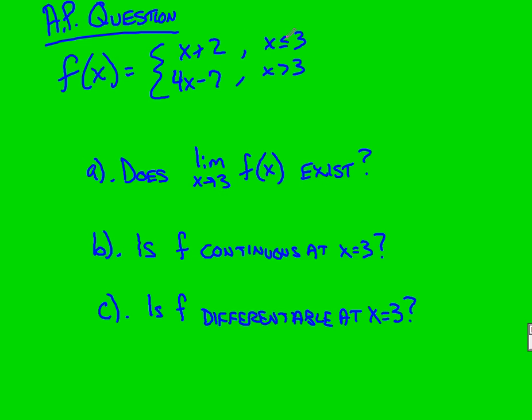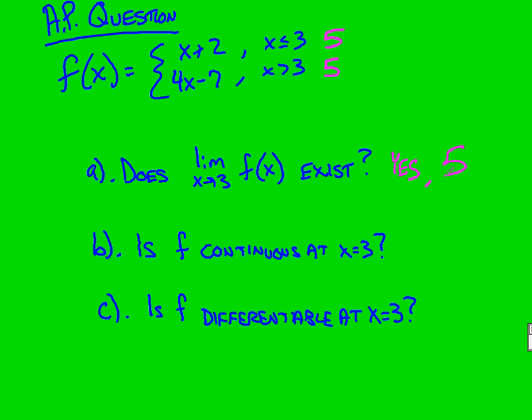To figure that out, I just need to plug in 3 into my two equations here. So when I plug in 3, I would get 5 from this part of the piecewise. When I plug it in here, I get 12 minus 7, which is also 5. So that means, yes, from both directions, the limit is the exact same thing. So yes, the limit does exist, and the limit is equal to 5.